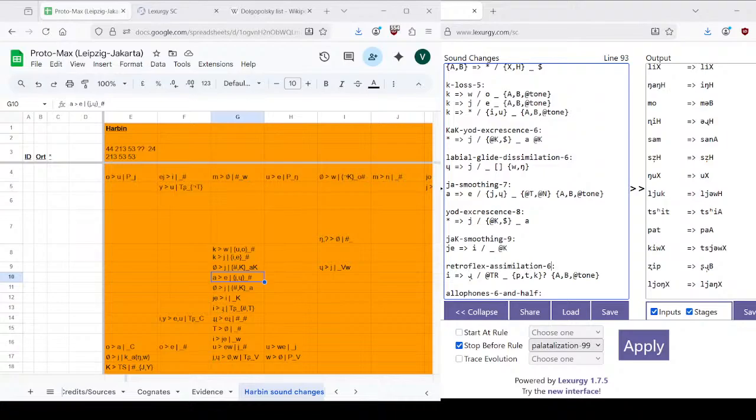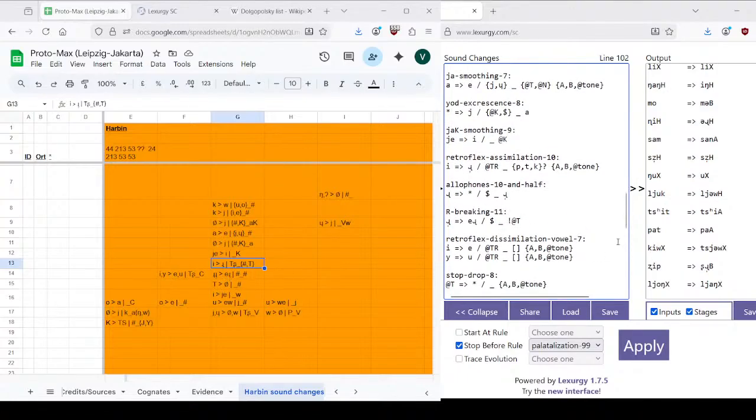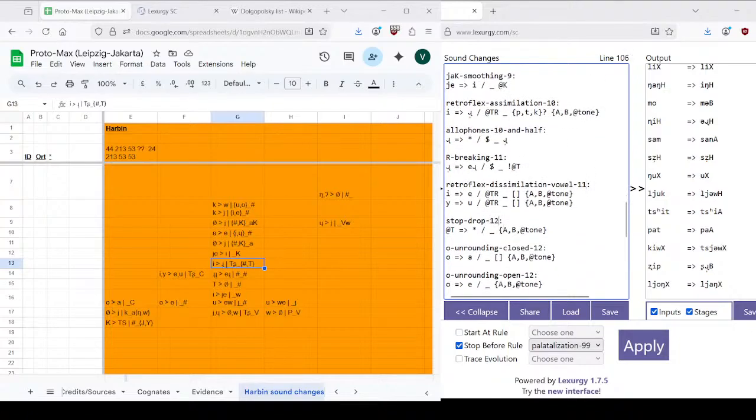And then retroflex assimilation. Wait, if I targeted that, does that mean it's going to be an issue? No, no, because it's only stops and nasals. So we're excluding the glides, which is what we wanted in the first place. The retroflex assimilation is going to be 10. Can I do at T question mark? I think that was what we tried last time and it didn't work. I'll mess around with it later. But yeah, retroflex assimilation 10, and then this is 10 and a half, which I also remember from the last time we did this. R braking is 11. Retroflex assimilation vowel is also 11. Stop drop is 12. O on rounding closed is 13.